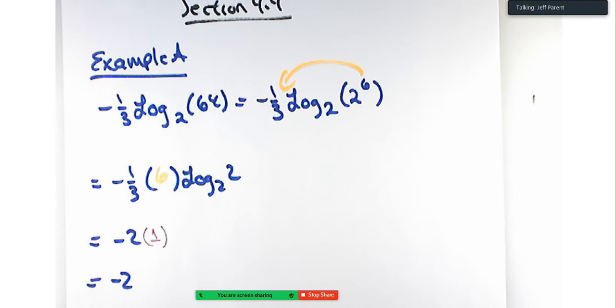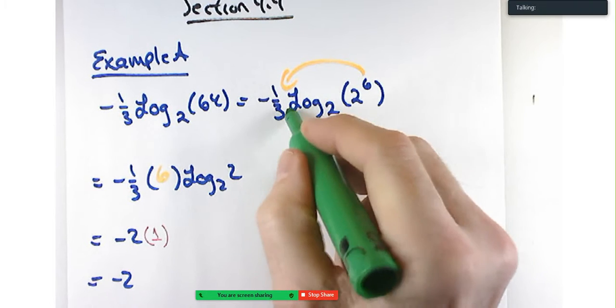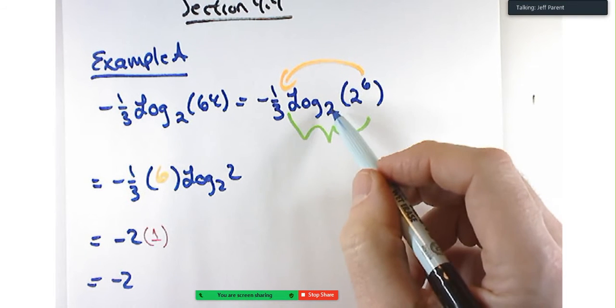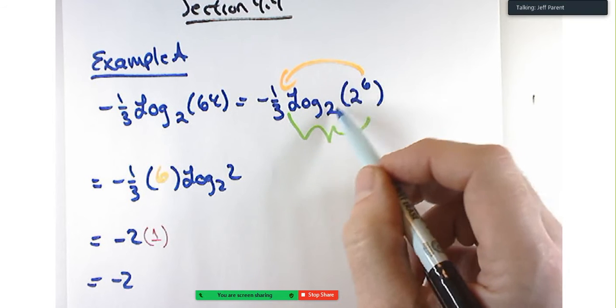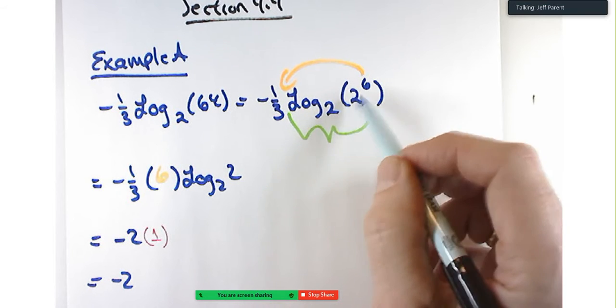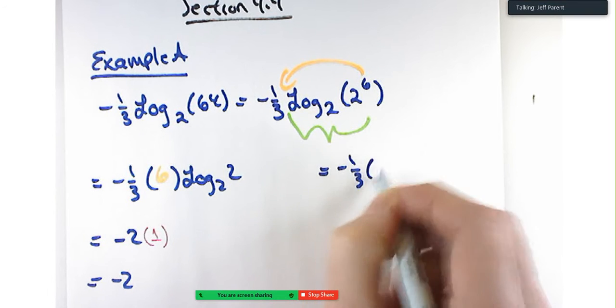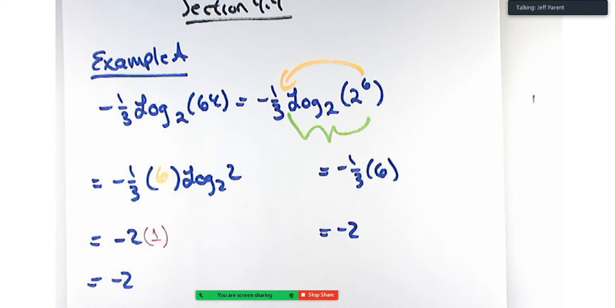Now that's doing it one way. There's another way that we can do this one, and it's even faster. It deals with this expression right here. It's a nice property of logs: when this base and this base match, these two things cancel each other out, and all you're left with is the exponent. So that would equal negative 1/3 times 6, which again is negative 2. Perhaps a better, faster way to do that one, but I did like practicing our power rule. And our power rule is going to be important in the next example as well.